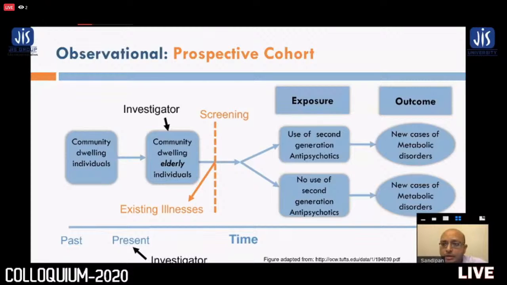For both prospective and retrospective cohort studies, we are following them up, but in this case we are going back in time after we identify the disease state. So there is a reverse directionality in terms of timeline between these two different study designs.